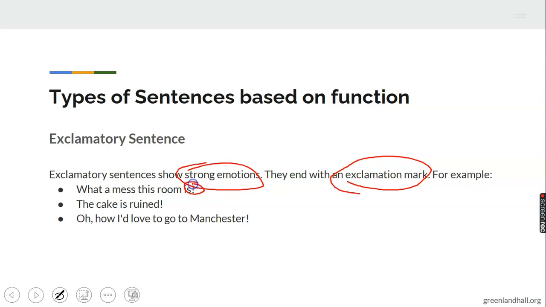This is showing strong emotion because you just suddenly got to the room and saw that it was messy. Wow. Imagine you baking a birthday cake for your friend, getting there, and the baby of the house has poured the cake away. Wow, you shout, the cake is ruined! That shows emotion. Like I said the other time, how I would love to go to Manchester! You've seen the pictures and videos on the internet, and you so much love the place. You express yourself emotionally, and that comes under exclamatory sentence.